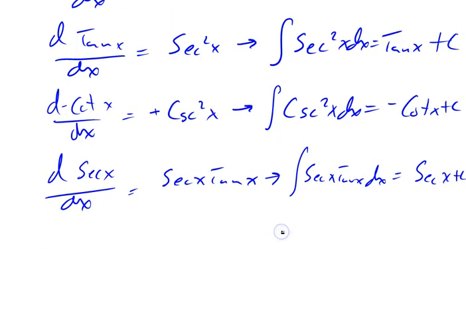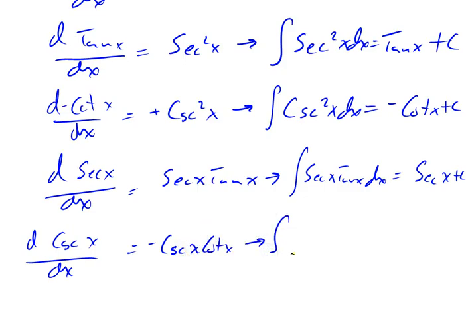And lastly, there must be one more. The derivative of the cosecant of x is minus the cosecant of x cotangent of x. And so that turns into the integral rule that the integral of the cosecant of x cotangent of x dx is minus the cosecant of x plus a constant. Six trig functions, six derivatives, which now turn into six antiderivative rules.